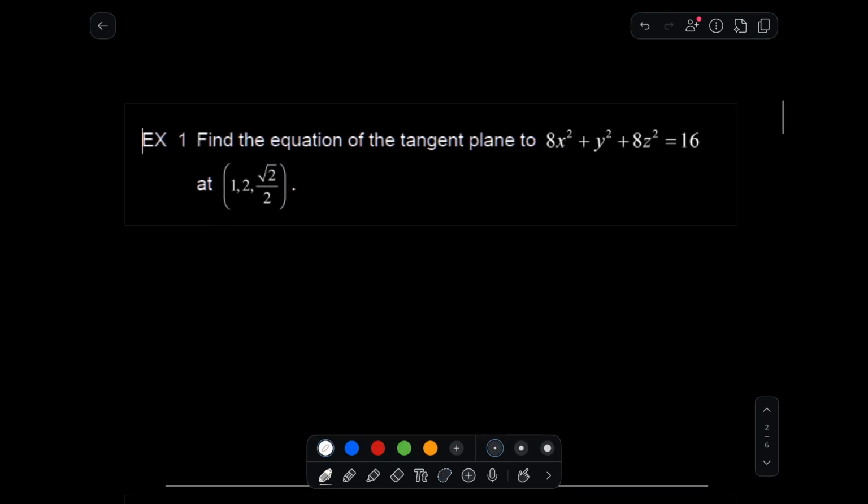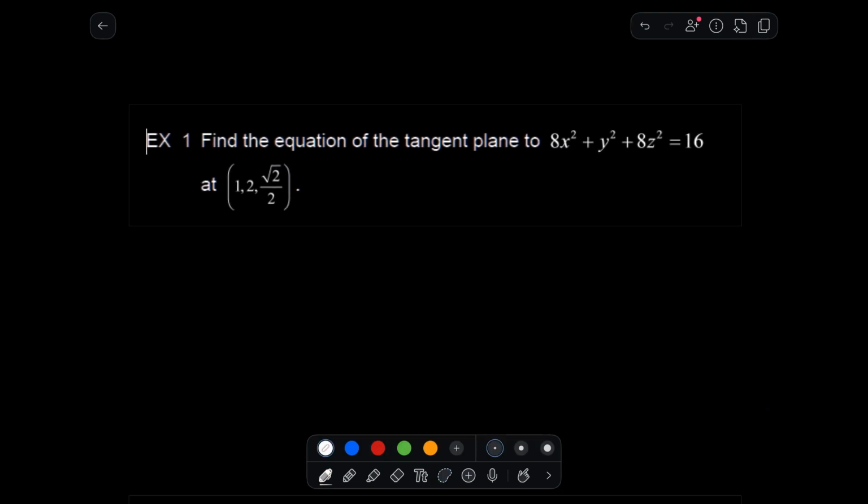Example 1. Let's just do this example together. If you want to try this on your own, feel free to do so, but I'd recommend sticking through with us right here. We have example 1. Try to find the equation of the tangent plane of 8x squared plus y squared plus 8z squared equals 16 at 1, 2, root 2 over 2.